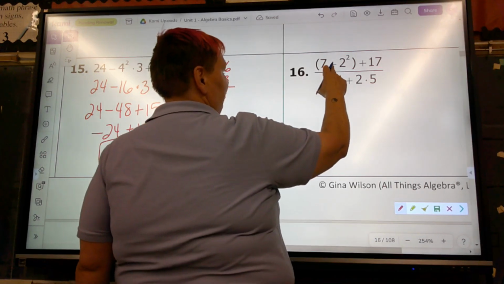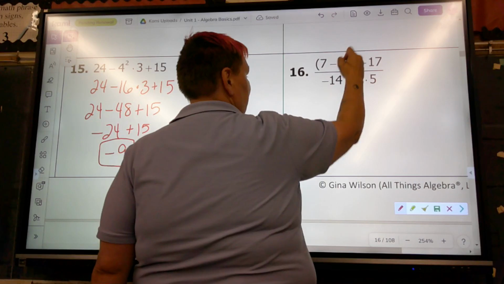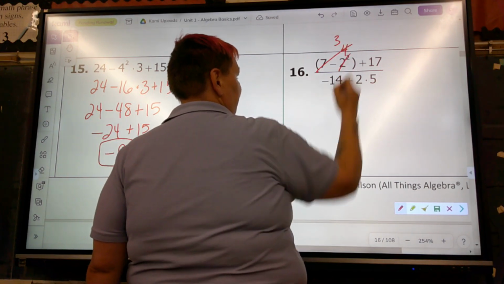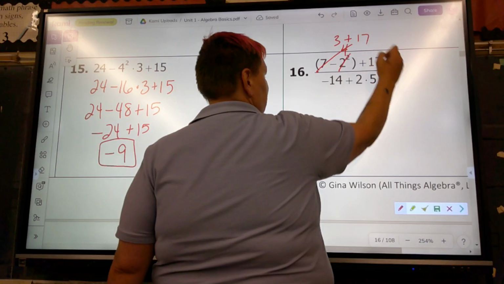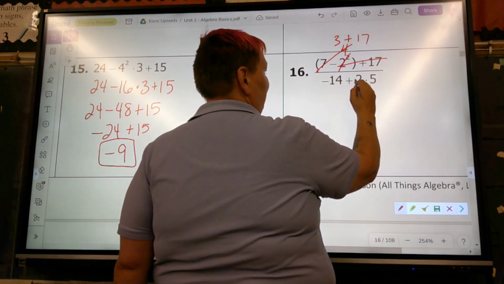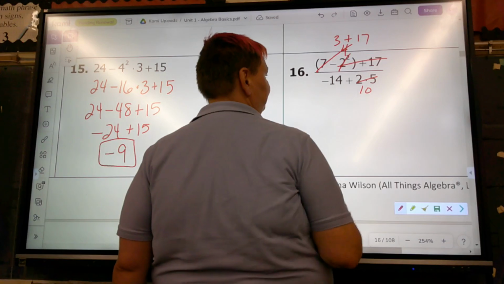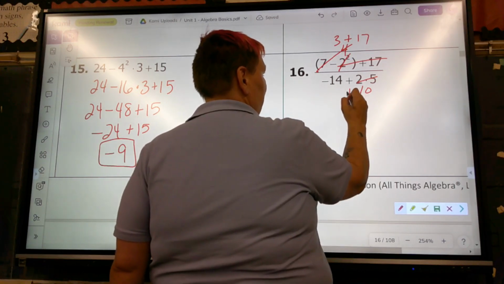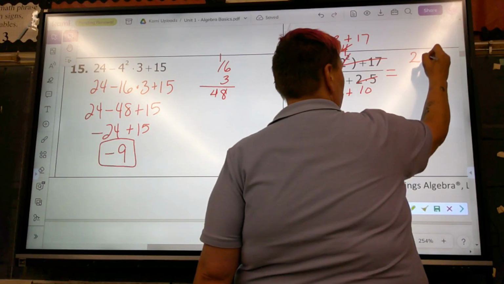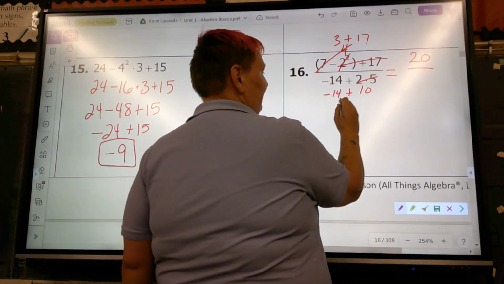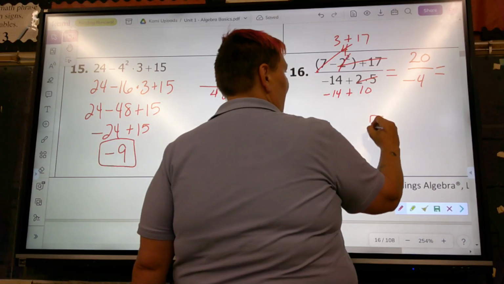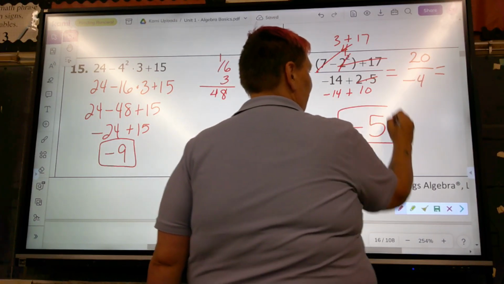All right? So inside these parentheses, we have 2 squared. That's 4. Then we have 7 minus 4, which is 3. And then we have 3 plus 17, right? Is there anything we can combine down here? 2 times 5 is 10. 10 plus negative 14. So, on top we have 3 plus 17, which is 20. On the bottom we have negative 14 plus 10, which is negative 4. 20 divided by 4 is 5. One negative sign, so my answer is going to be negative 5.